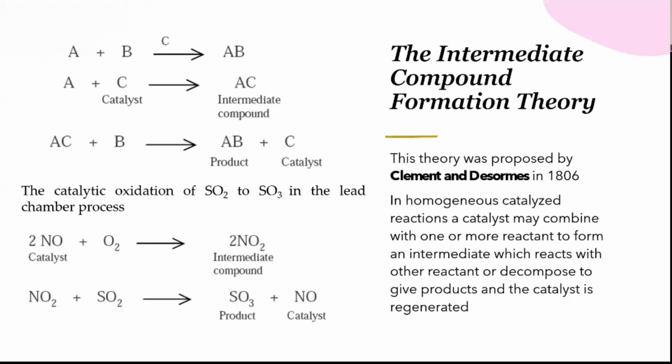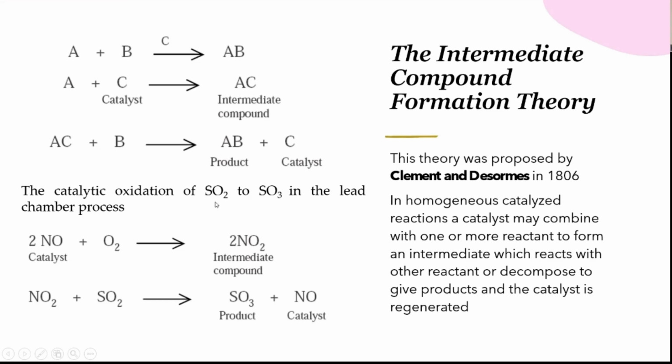Since we have seen homogeneous catalysis, we will be discussing the intermediate compound formation theory, which was proposed by Clement and Desormes. Here, the reactants A and B in the presence of catalyst give AB. The mechanism is very simple. Any one of the reactants A or B will react with the catalyst C to form the intermediate compound AC. This intermediate compound will react with another reactant B, and it will give the product, and the catalyst is obtained. So it's a general mechanism.